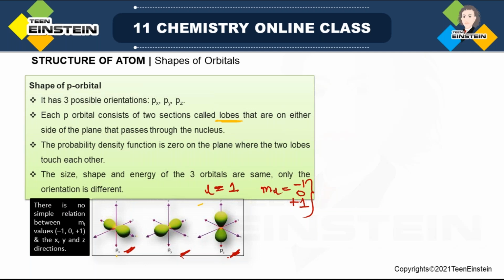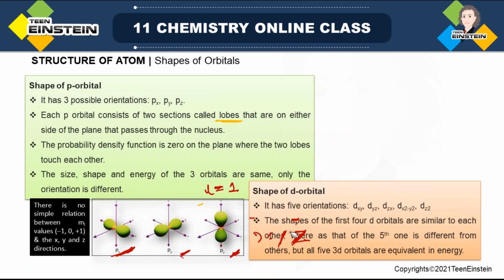Now don't try to correlate that -1 is always px or 0 is always py or +1 is always pz. There is no such simple relation between the ml values -1, 0, +1 and the x, y, z directions. Mostly we say -1 first, then 0 and then +1, and by convention we usually say x axis first, then y axis, then z. But there is no such simple relation. Keep that in mind.